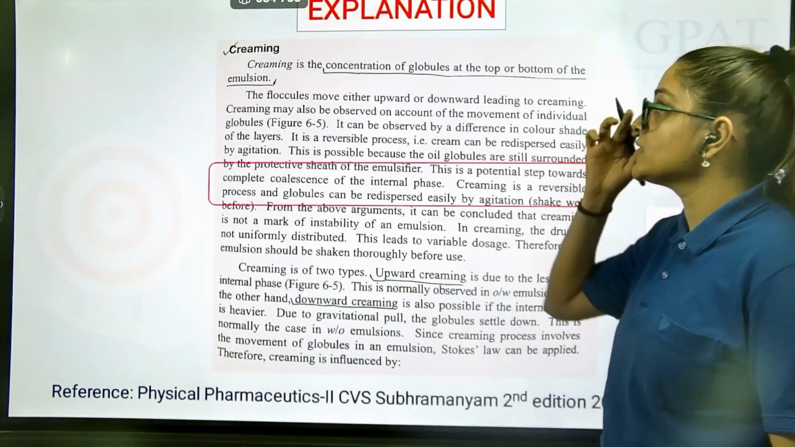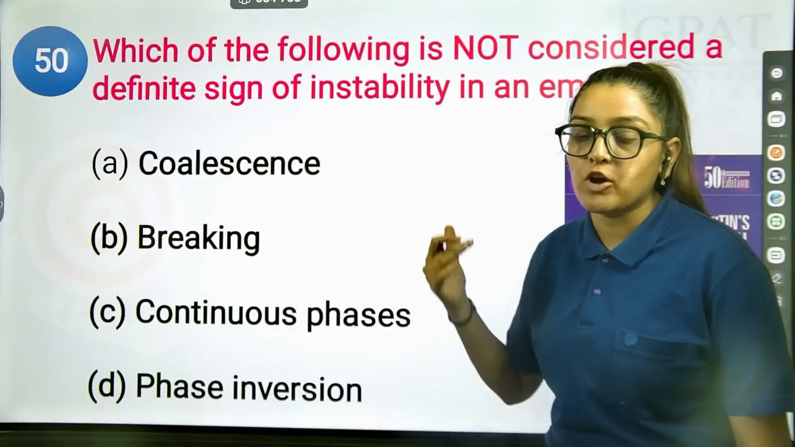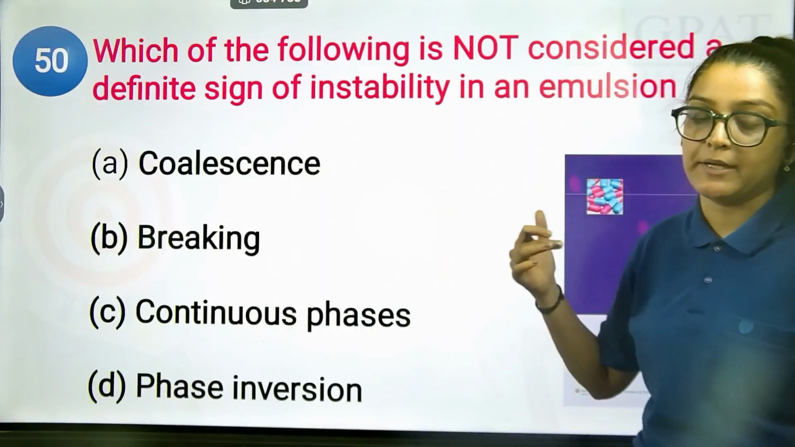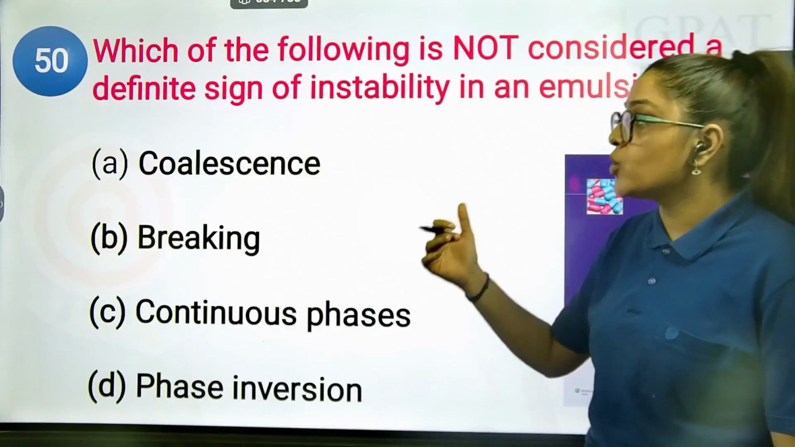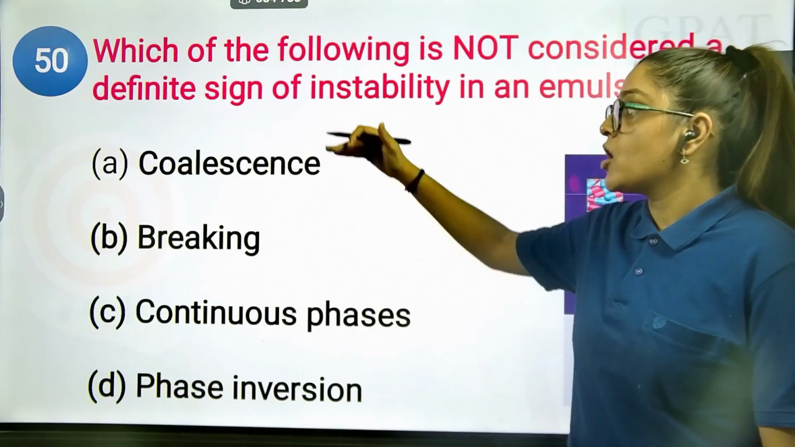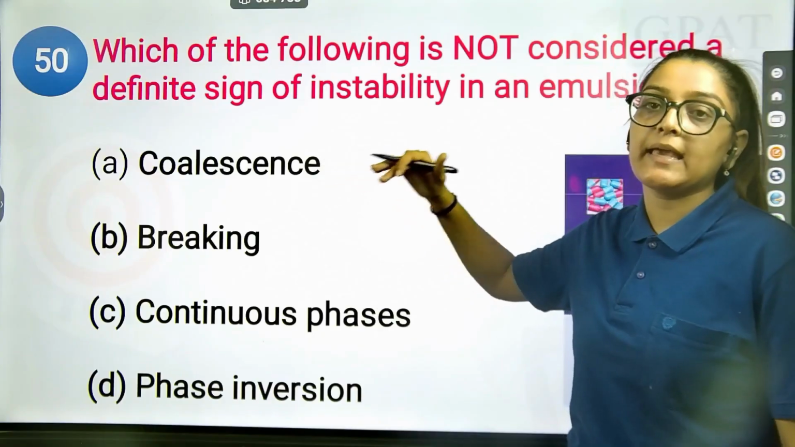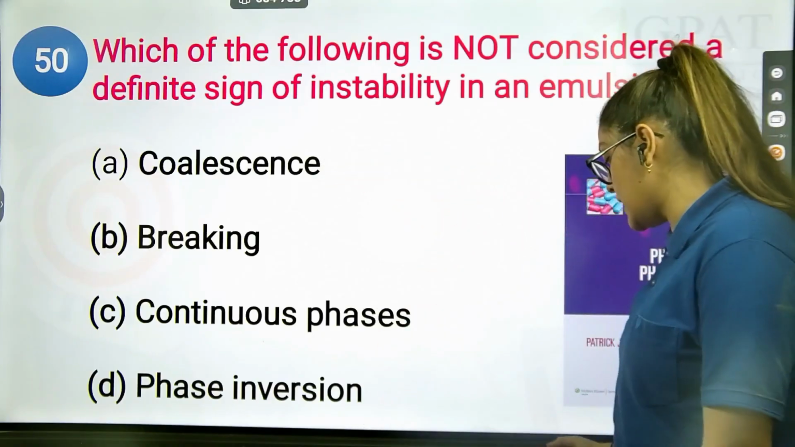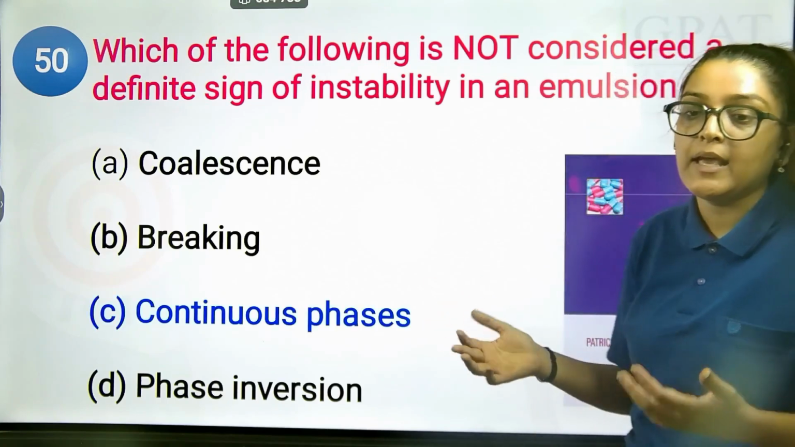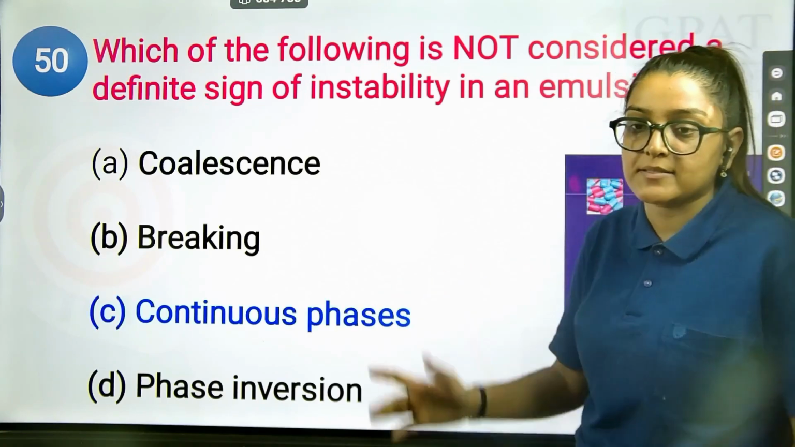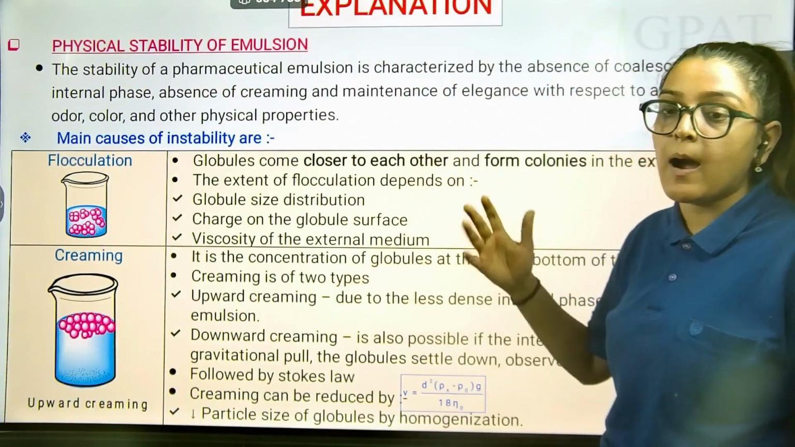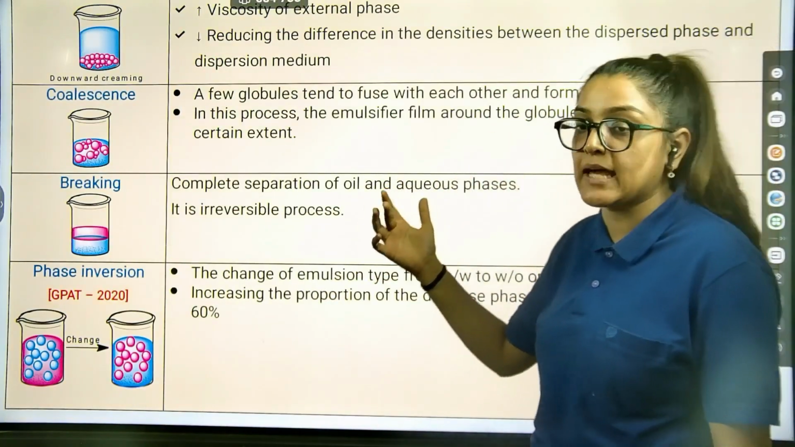Okay. Next, this is the last question: which of the following is not considered a defining sign of instability of the emulsion? Coalescing, breaking, continuous phase or phase inversion. Coalescing, flocculation, breaking, creaming, phase inversion, all are instability problems, but the continuous phase is not indicative of any instability. It is just a phase. We have flocculation, creaming, upward, downward, coalescing, breaking and phase inversion.